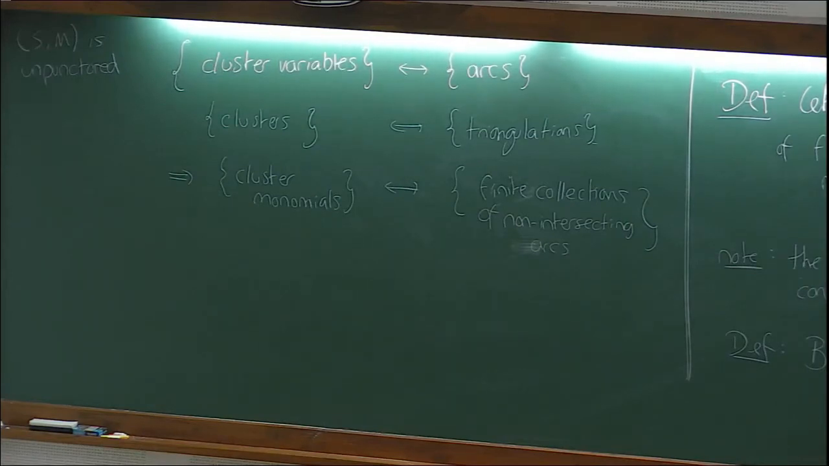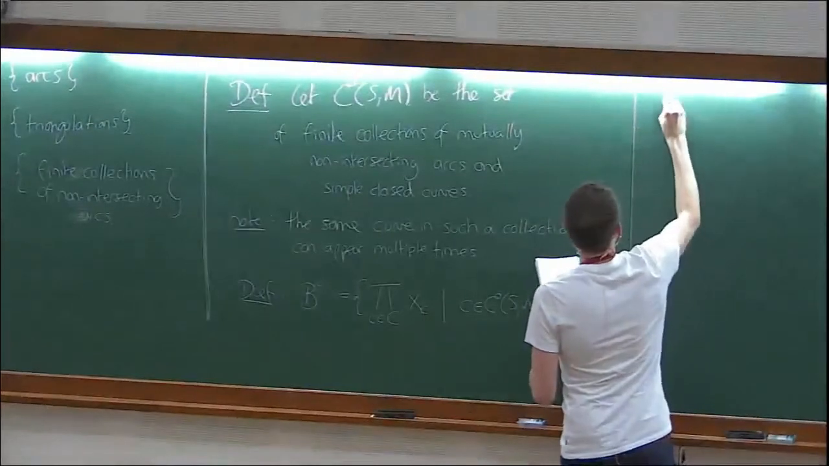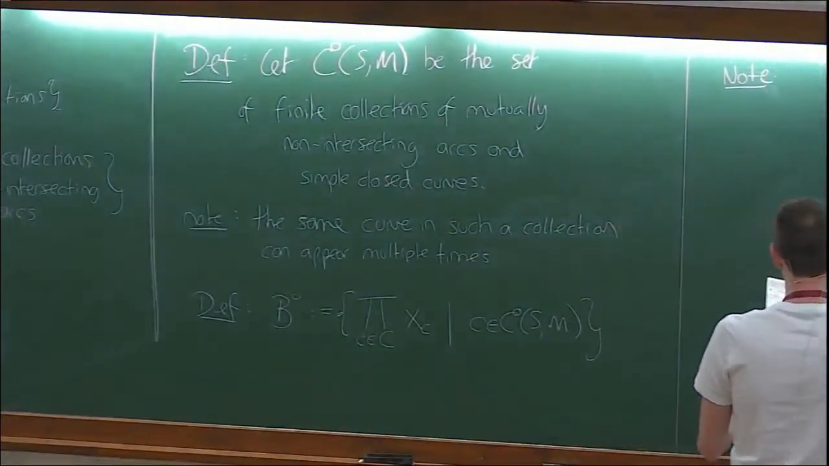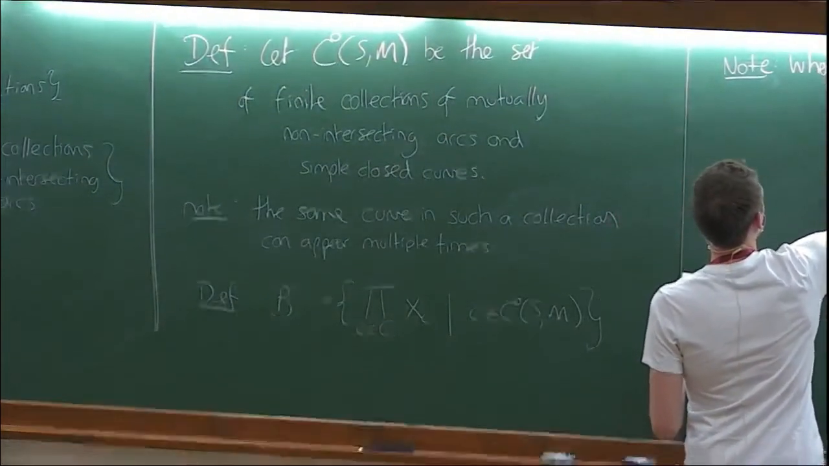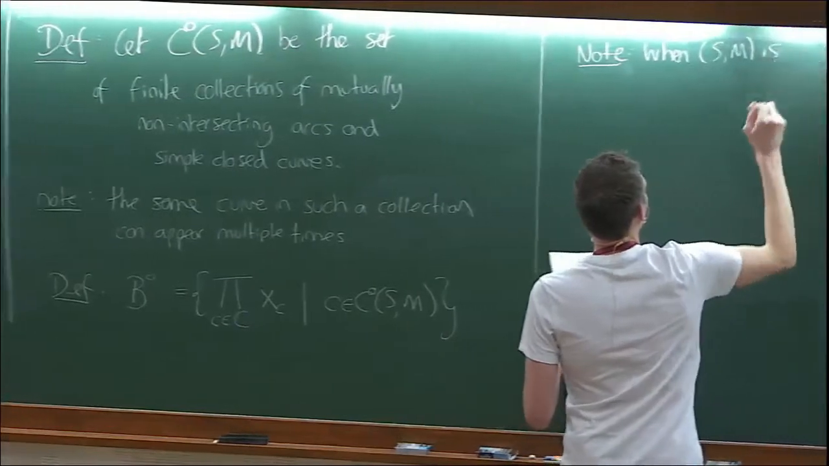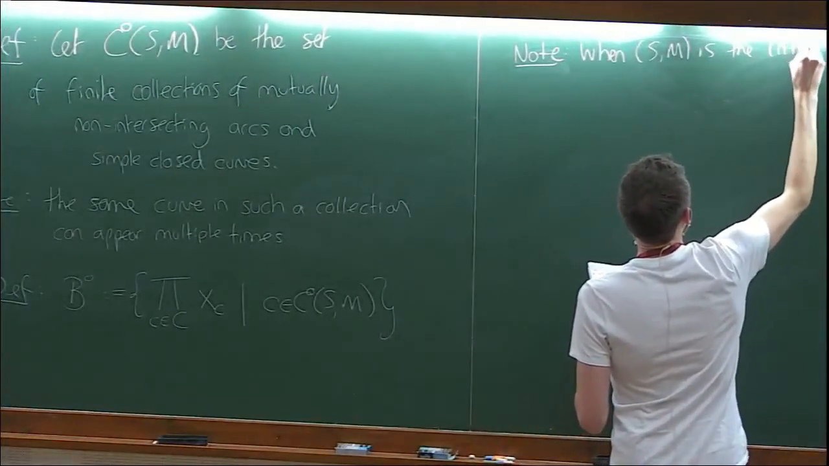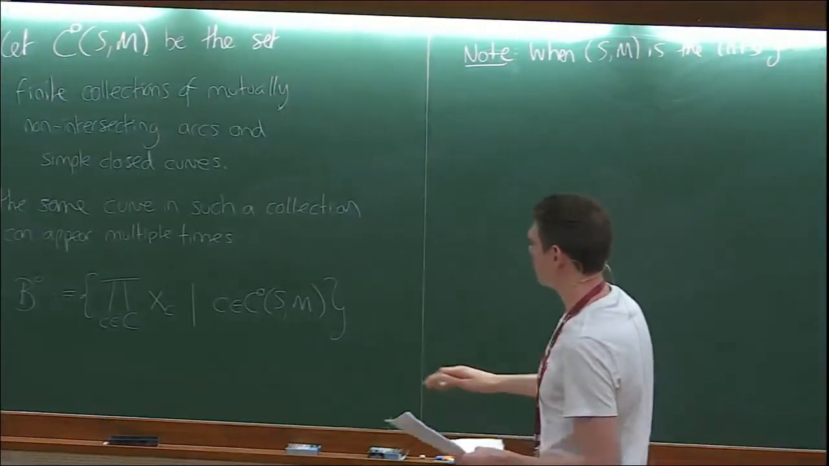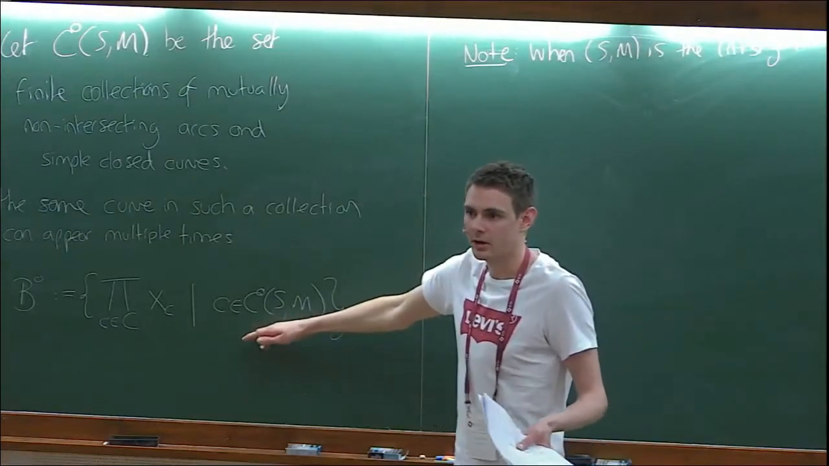What should we note at this point, just to solidify the idea? When our unpunctured surface is a polygon, then what is this set? It's just exactly the cluster monomials.